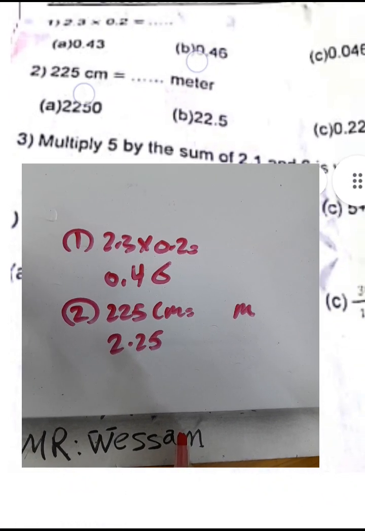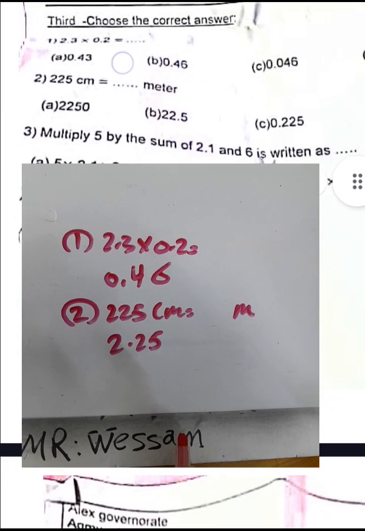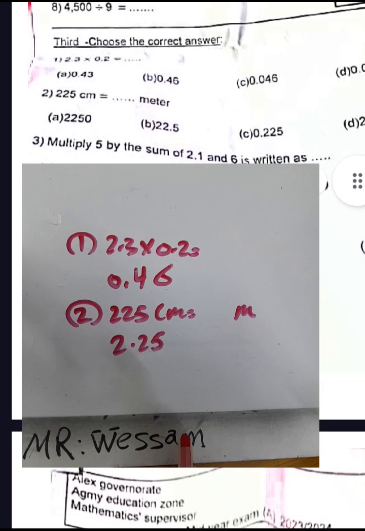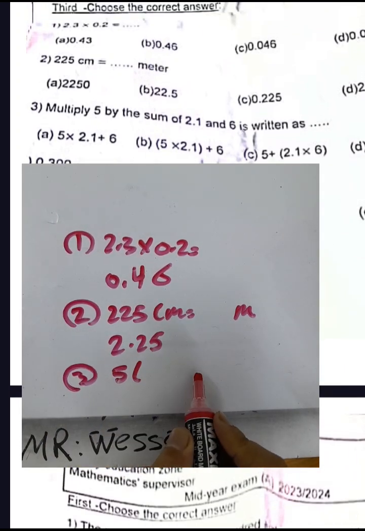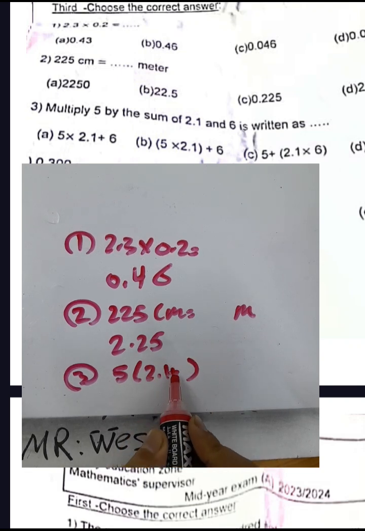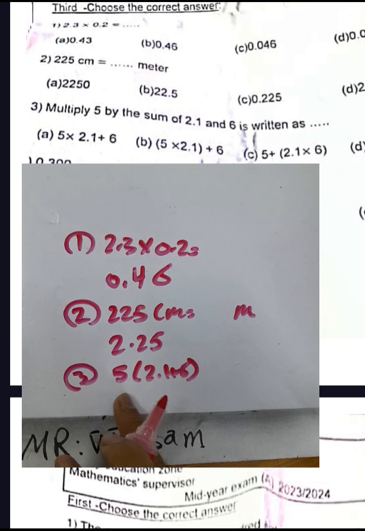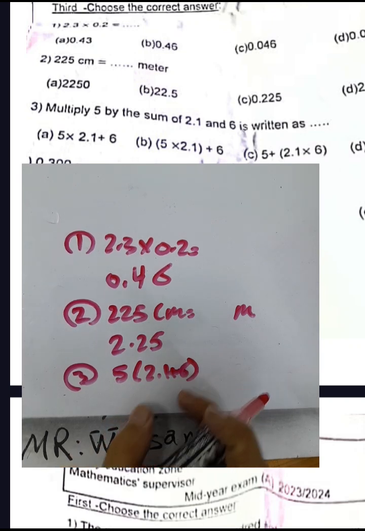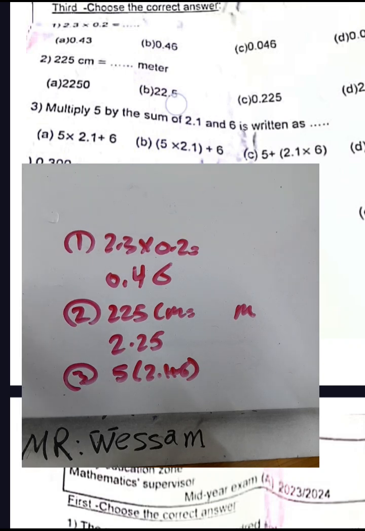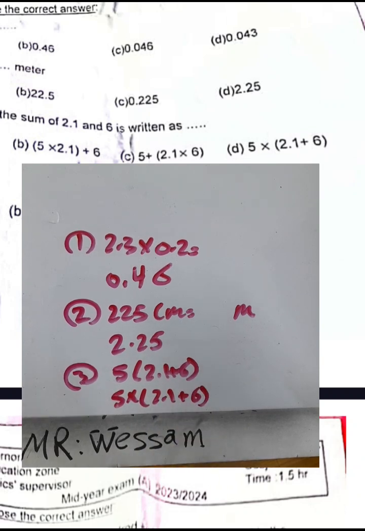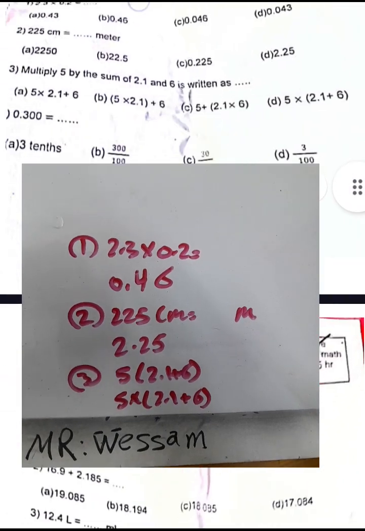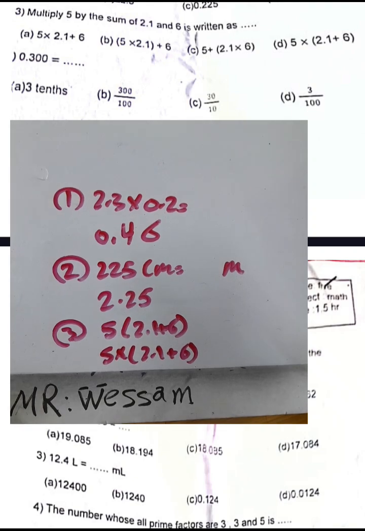Next question. Multiply 5 by the sum of the numbers 2.1 and 6. Write 5 outside with the sum of 2.1 and 6. We can write here 5 times the sum of 2.1 and 6. Choose letter D. Okay, 5 times 2.1 plus 6. You can write here times or not. Okay, next example. 300,000 is equivalent to what here? Which of these choices?